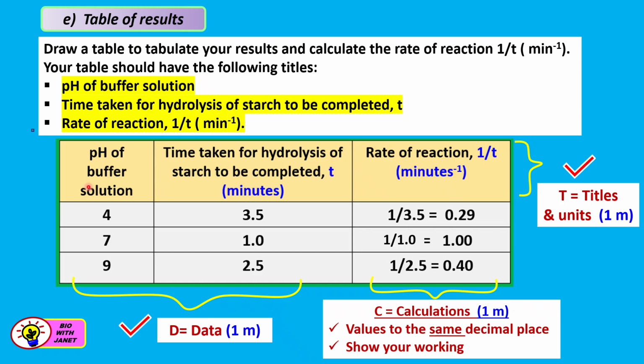Right, let's see how it's marked. The first one are all the titles plus the units. So 1 mark for this, titles and units. Make sure you have the units, minutes here and per minutes here. The second mark is for your data, your results from the experiment. And the third column is for the rate of reaction, which is your calculation. Values must be to the same decimal place and always show your working to be on the safe side. So 1 mark each for every tick. This comes to 3 marks.